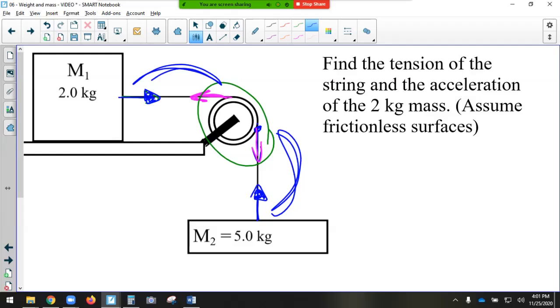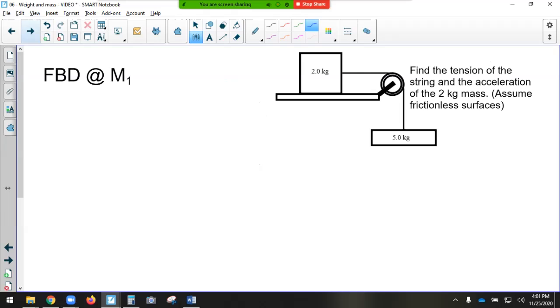So we need to figure this problem out. Find the tension and the acceleration. So first off, I recommend that we draw a free body diagram. So I would do a free body diagram at mass 1. So again, this was mass 1, this was mass 2. I'll just leave the question in the corner at the top. So the free body diagram at mass 1 is a nice simple free body diagram.